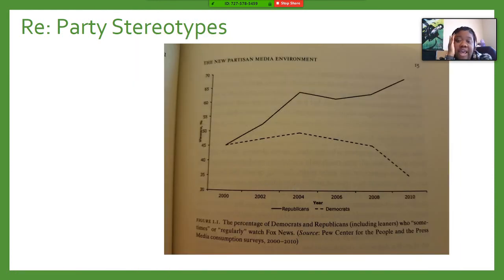He also shows that between 2000 and 2010, the percentage of Democrats and Republicans who sometimes or regularly watch Fox News. Back when Fox News was first created, it was equal amounts. However, by 2004 that changed, with an increase in the number of Republicans who choose to watch Fox News, while the number of Democrats who watch Fox News continued to decline. In fact, almost 70% of Republicans polled watch Fox News sometimes or regularly, while it's pushing down to 35% of Democrats.